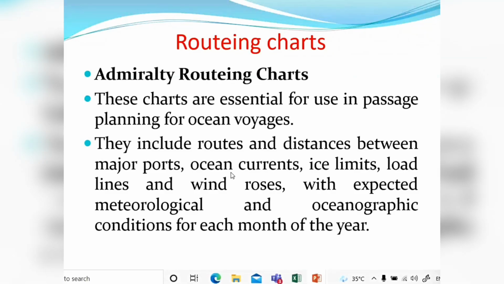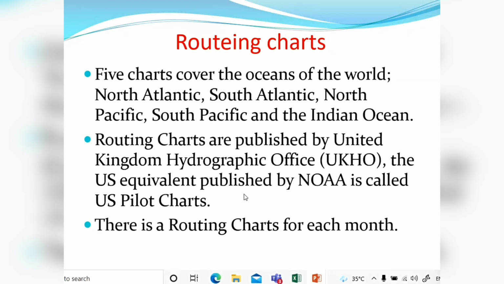5 charts cover oceans of the world: North Atlantic, South and Indian Ocean. Routing charts are published by again UKHO, Hydrographic Office, and again US also prints them. And there is a routing chart for each month.